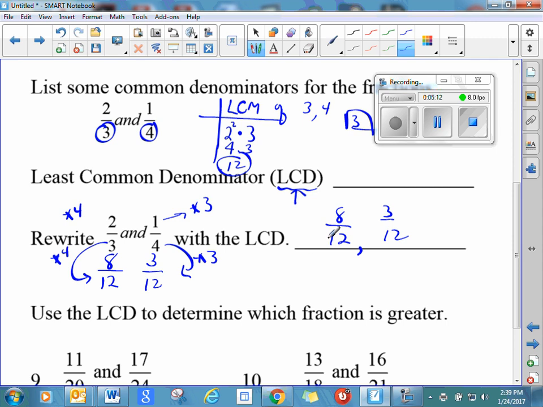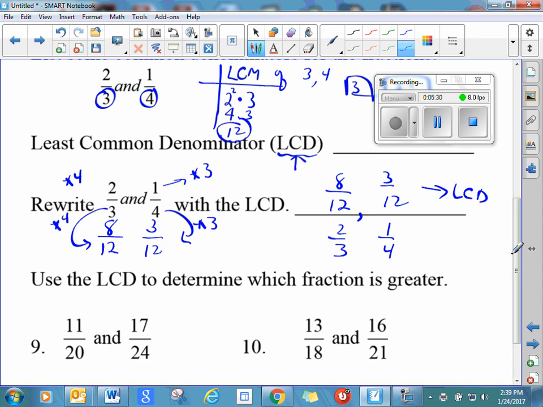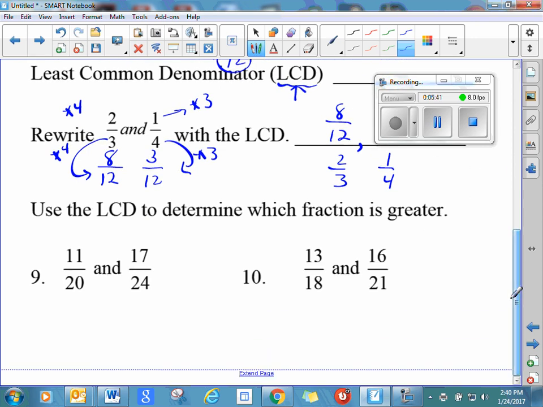They're equivalent. We talked about equivalent fractions in the last section. 8 over 12 is the same thing as 2/3, and 3 over 12 is the same value as 1 over 4. They are just written with the LCD, the lowest common denominator. And we can use lowest common denominators to determine which fractions are bigger and smaller, because if their denominators are the same, it's pretty easy to say, well, okay, I know 3 over 12 is smaller than 8 over 12. So that's what we're going to do with these couple examples right here.